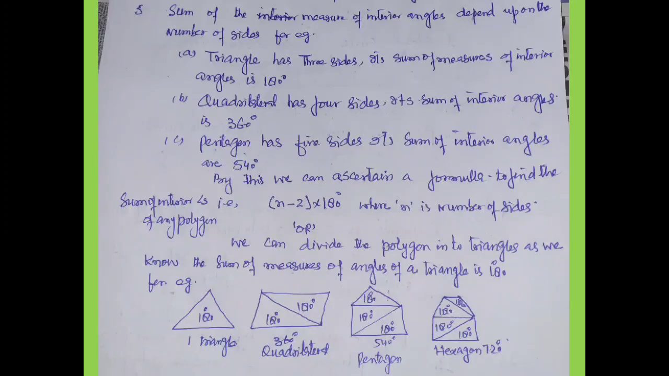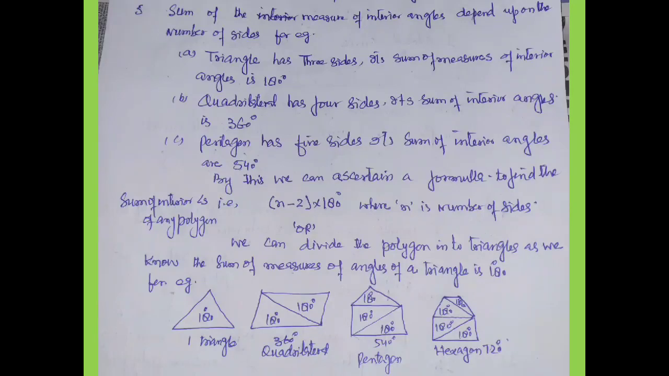Now we have a quadrilateral, a four-sided closed figure. We can divide it into two triangles. Each triangle carries 180 degrees sum of interior angles. Two triangles make together 360 degrees. So we can conclude that the sum of the interior angles of a quadrilateral is 360 degrees.